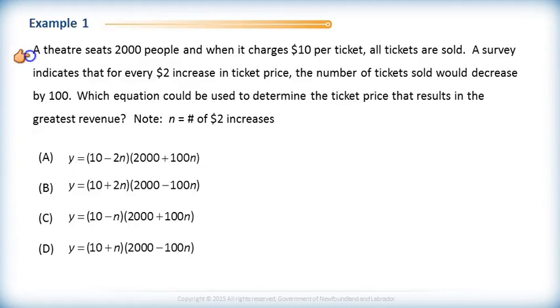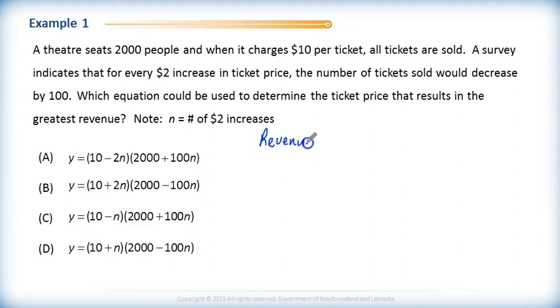Example 1. A theater seats 2,000 people, and when it charges $10 per ticket, all tickets are sold. A survey indicates that for every $2 increase in ticket price, the number of tickets sold would decrease by 100. Which equation could be used to determine the ticket price that results in the greatest revenue? And note, N in this problem represents the number of $2 increases.